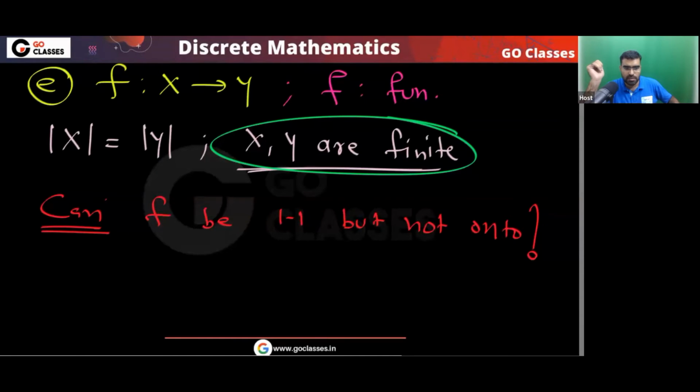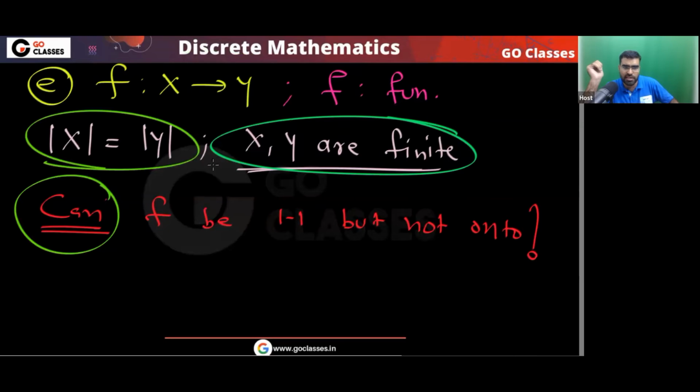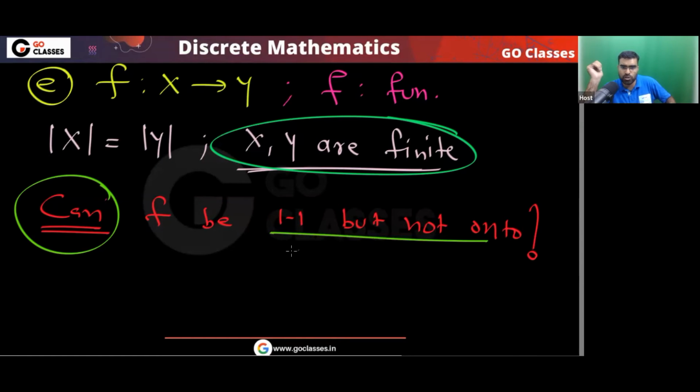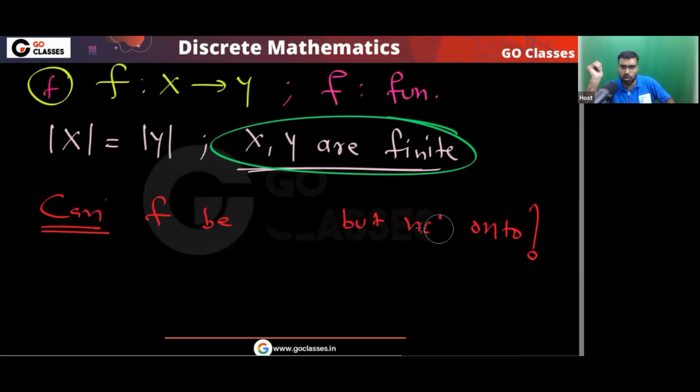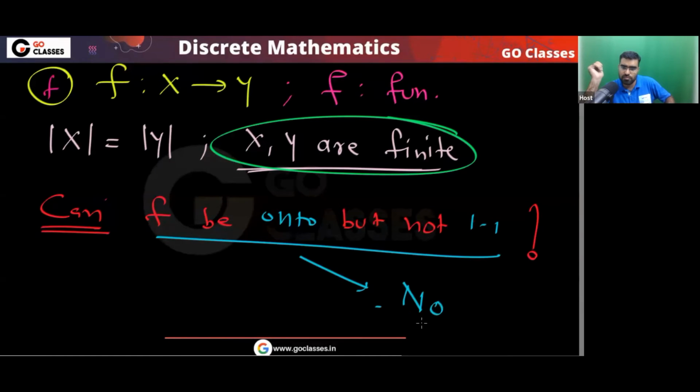So is this possible? When both sets x and y are finite and they have the same cardinality, can f be 1, 1 but not onto? Not possible. Similarly, is it possible that you have onto but not 1, 1? This is also not possible. So finally, what is the conclusion?